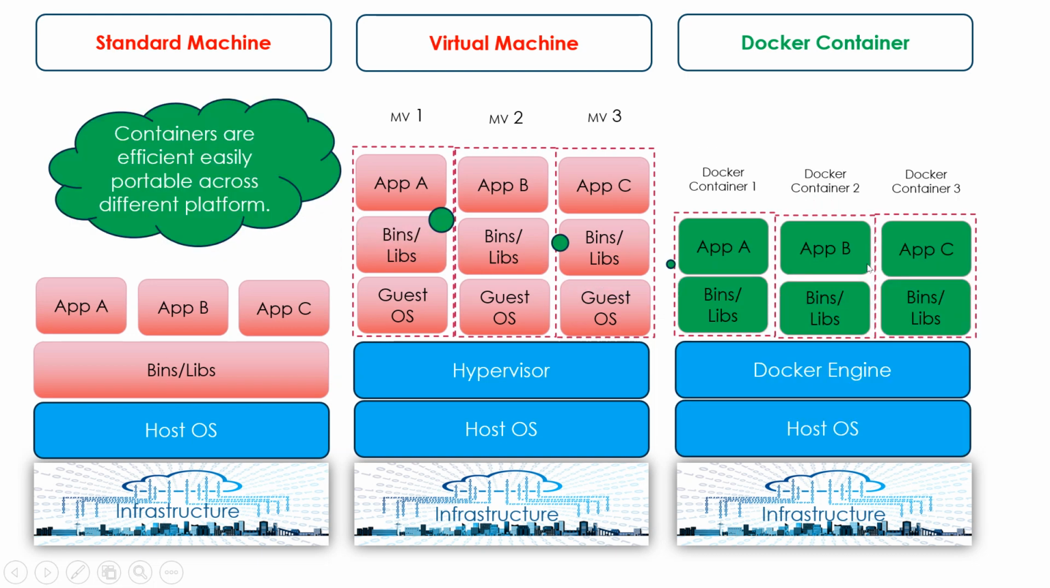Other than that, in terms of a container, containers are efficient and easily portable across different platforms. So let's say we have infrastructure, on top of that we have a host OS, then we have a Docker engine. On the Docker engine we have application A and its own bins and libraries in container one. In container two we have application B, with its own bins and libs, and in container three application C will have its binaries and libs.